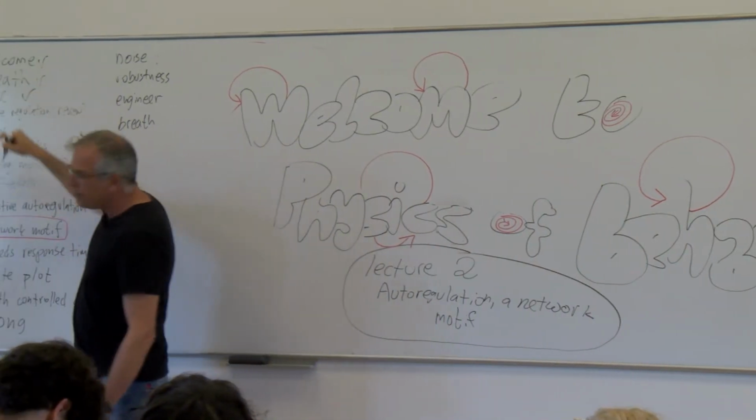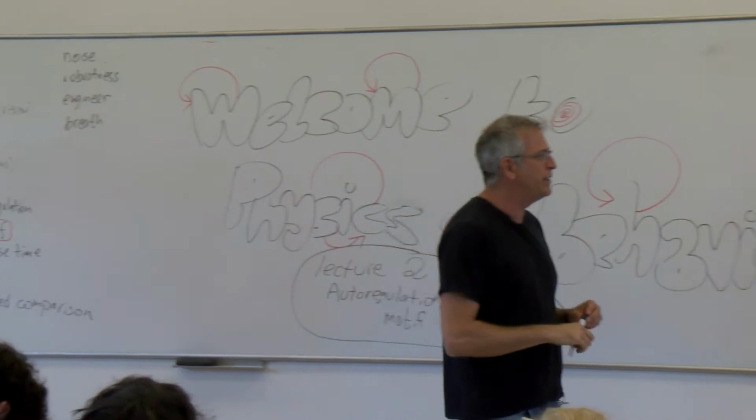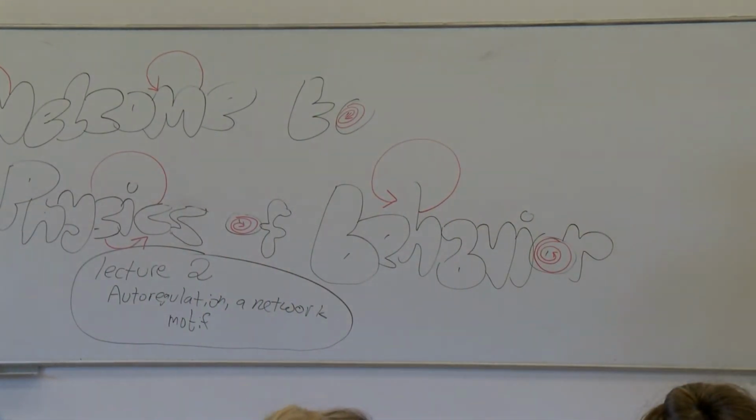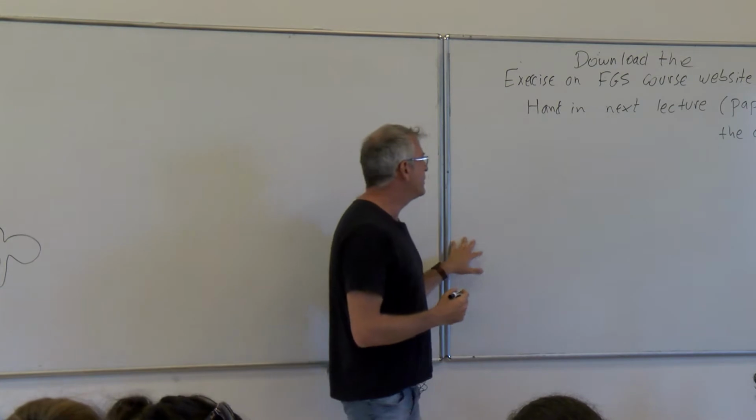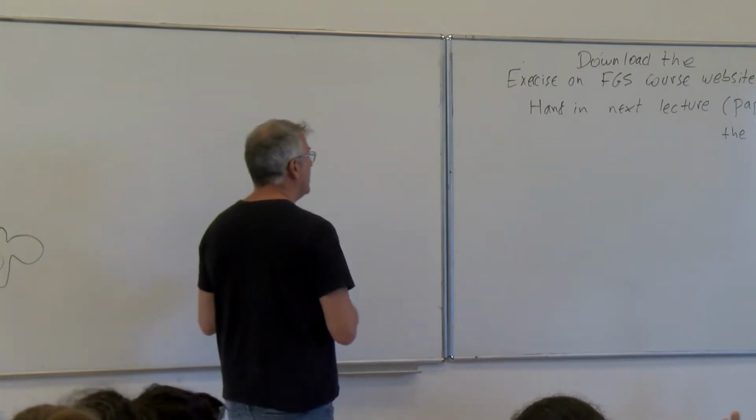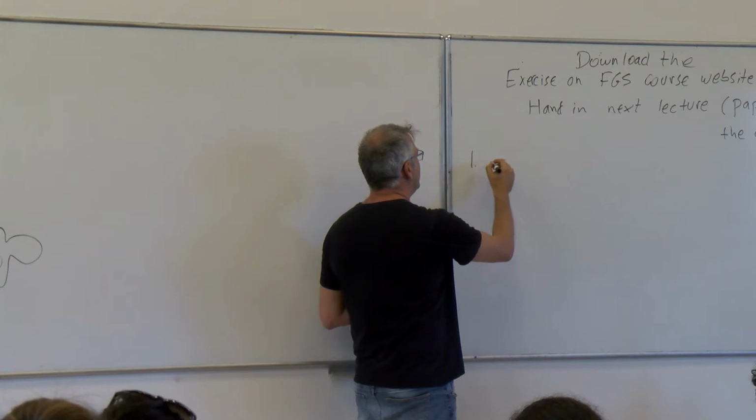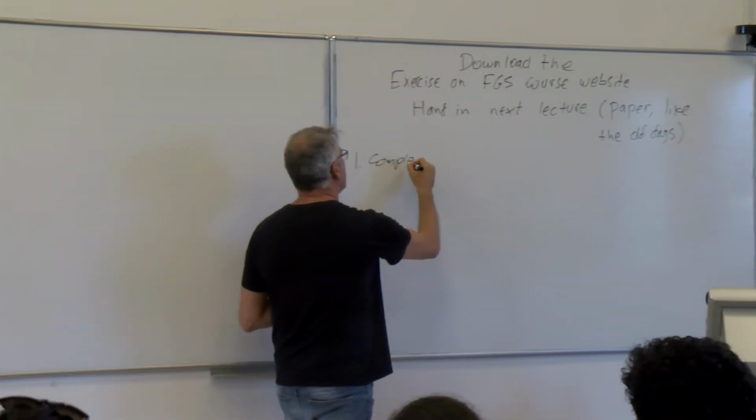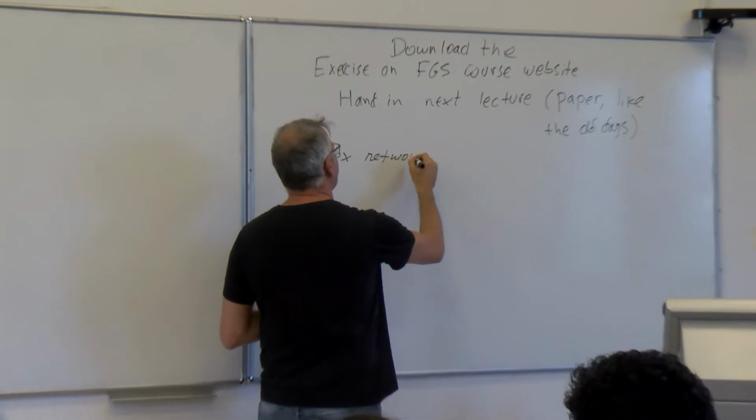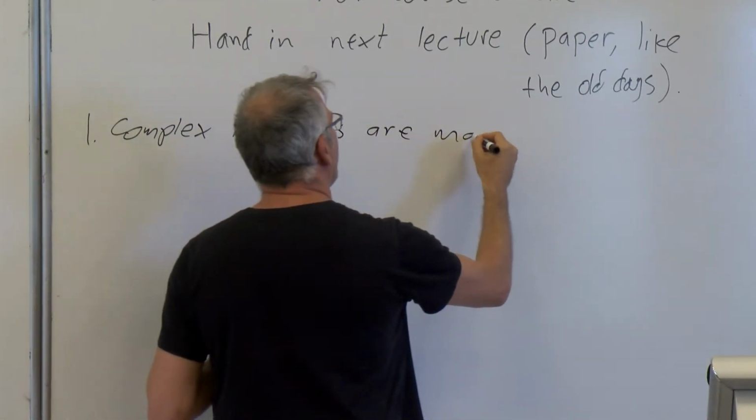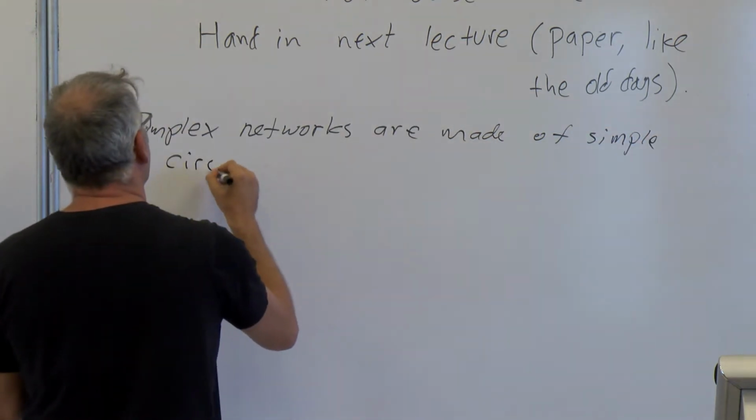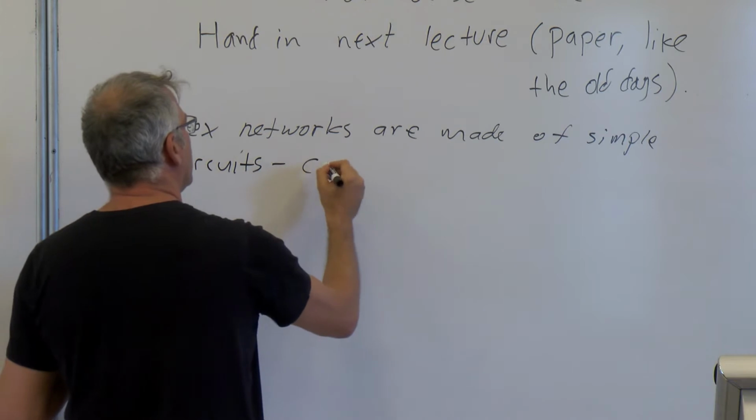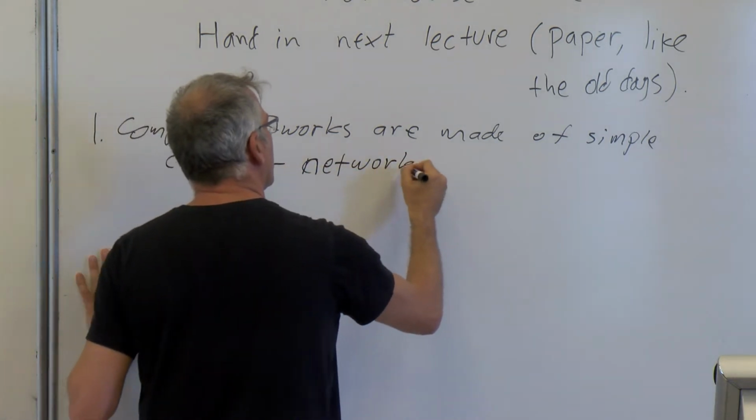So the goal of this class, which will end at 12:20 today, by the way, so about an hour this time, is to understand that complex networks in biology are made of simple circuits, which we'll call network motifs.